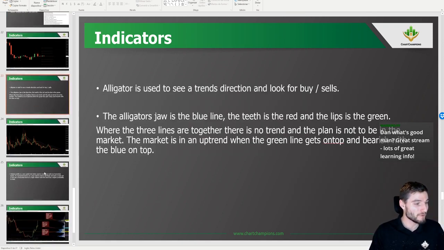The next indicator that I want to go through, two left. God, I'm so bored of indicators.